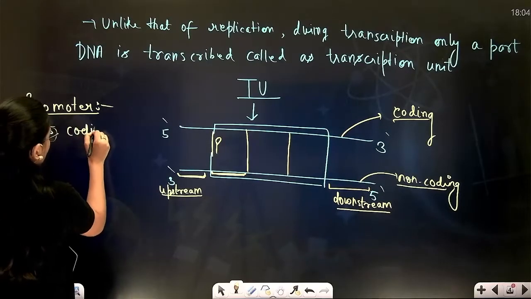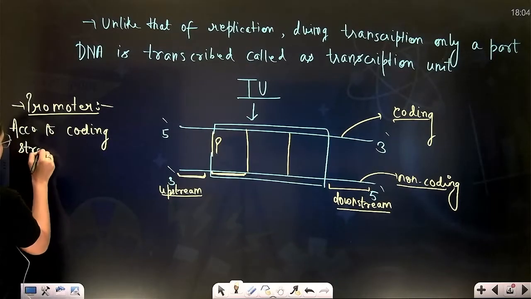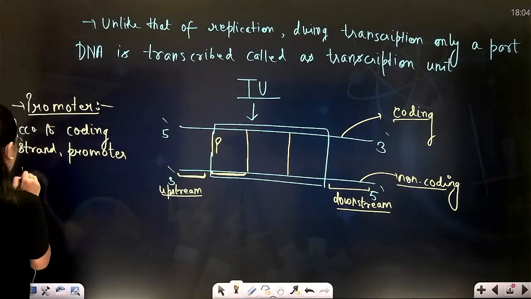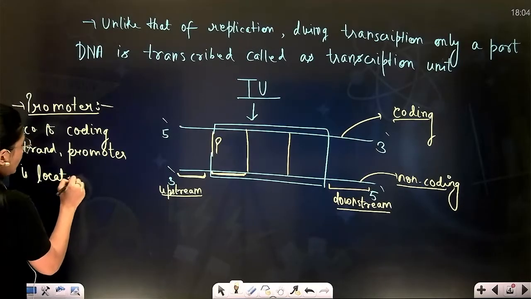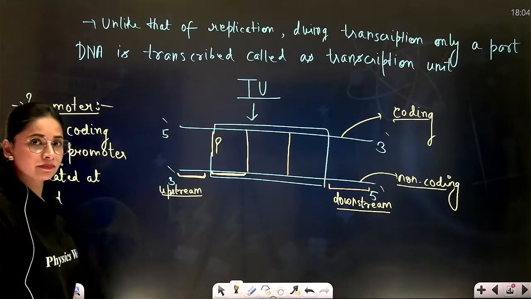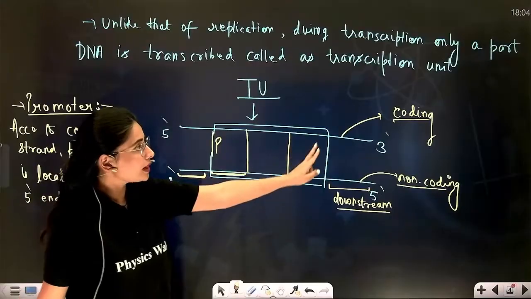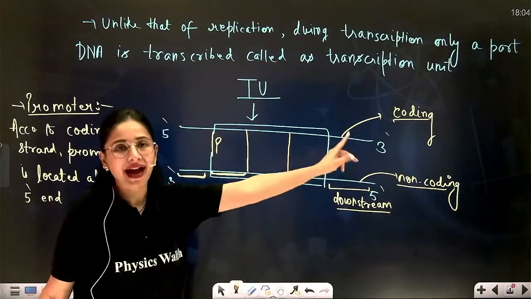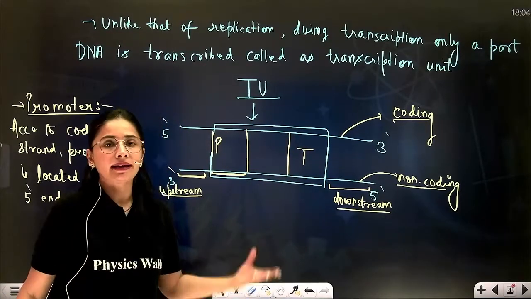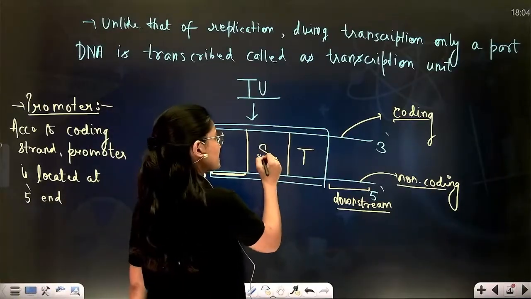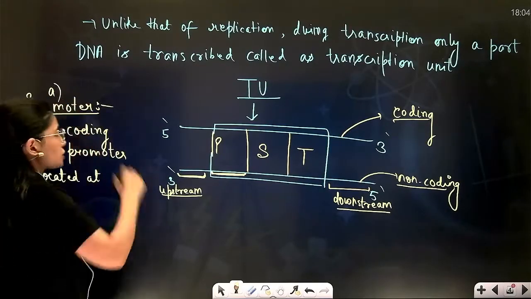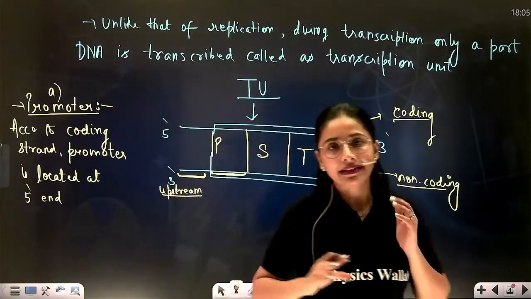So, according to coding strand, write it. According to beta coding strand, promoter is located at 5' end. Clear? Now, last towards the 3' end of coding or towards the 5' end of non-coding is present terminator region. And in between promoter and terminator is present your structural region. So transcription unit can be divided into 3 sections: promoter, structural and terminator.